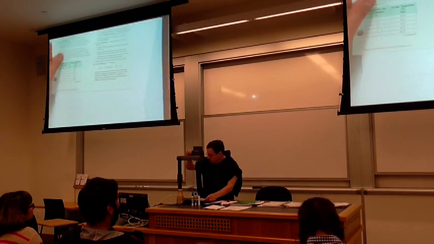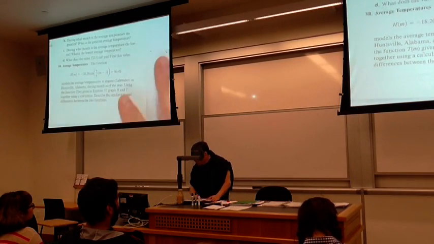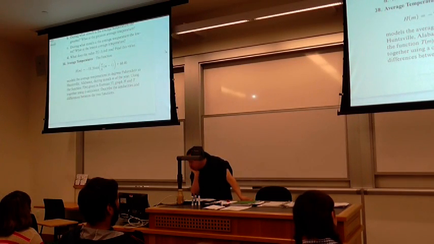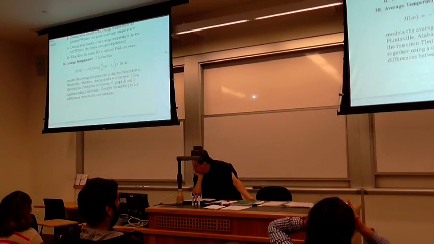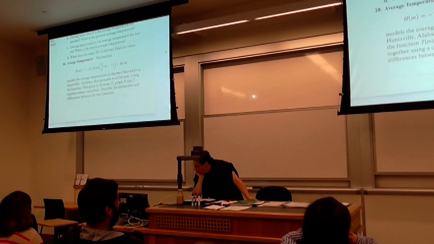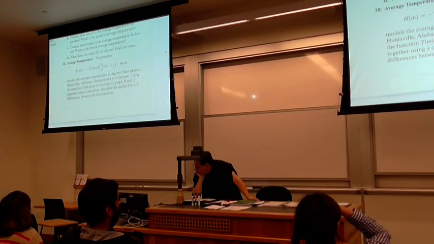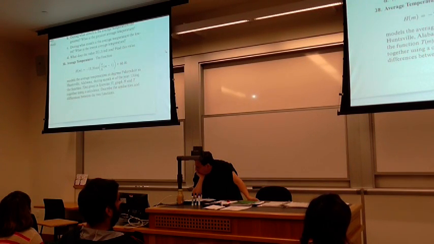Okay, let's zoom in on this for a second. So they're giving you a temperature function that models the average temperature in degrees Fahrenheit in Huntsville, Alabama during month M of the year. I'm presuming, they don't actually say whether M0 is January or M1 is January, but it doesn't really matter. Using the function Tm given in exercise 37, graph H and T together using a calculator. Describe the similarities and differences.